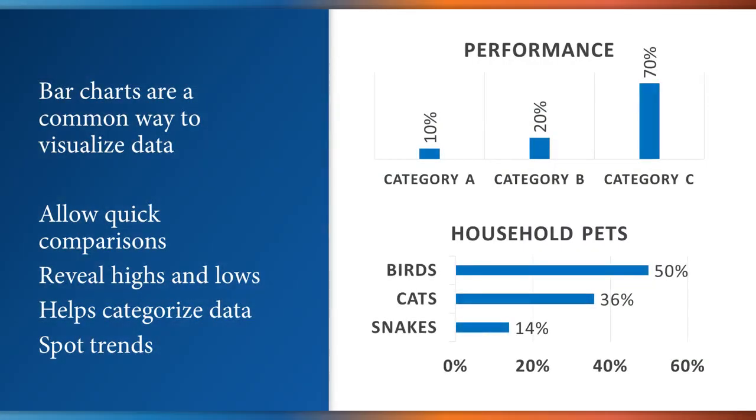Bar charts are one of the most common ways to visualize data. Why? It's quick to compare information, revealing highs and lows at a glance. Bar charts are especially effective when you have numerical data that splits nicely into different categories, so you can quickly see trends within your data.